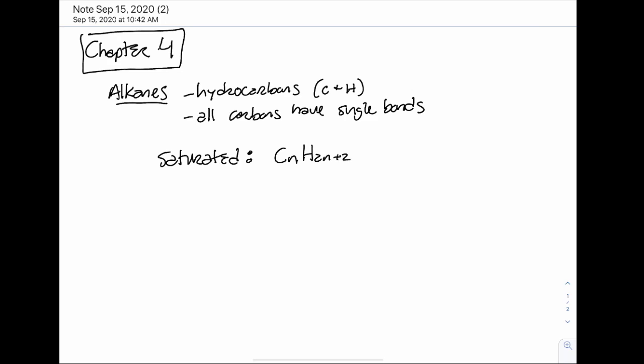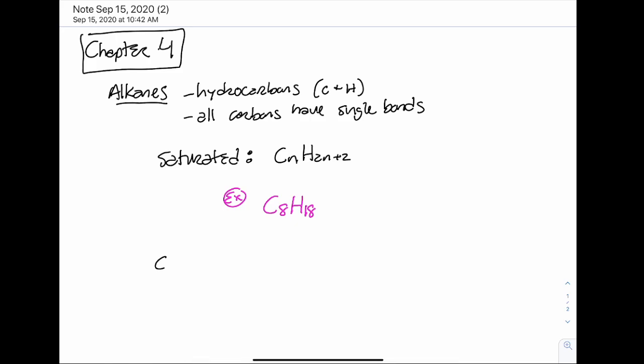CnH2n plus 2. So you would take the number of carbons, so an example, I'm just randomly picking 8. So if I have 8 carbons, to figure out the number of hydrogens that it would have to be saturated, I would take 2, multiply it by 8, so that's 16, and then add 2 to it. So I would have to have 18 hydrogens. So if you were given this formula, I know that it's a saturated hydrocarbon. I know that it's an alkane.